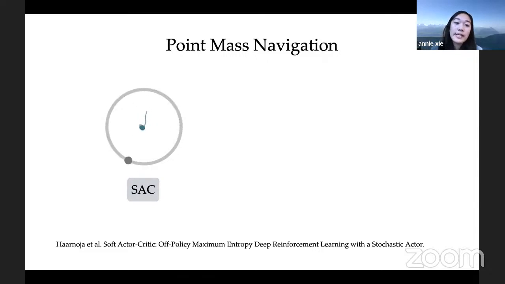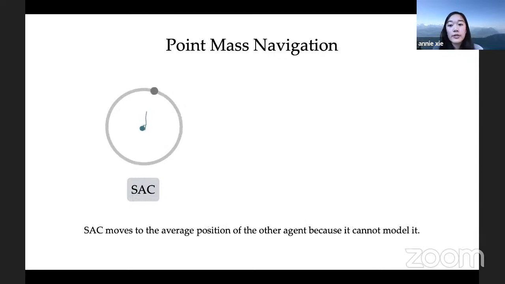So this first policy is trained with soft actor critic, which is a standard reinforcement learning algorithm that doesn't model the other agent. And this policy at convergence moves to the center of the circle in every interaction. And that's because without knowledge of or any mechanism to infer where the other agent is, the center of the circle is where the agent receives the highest reward.